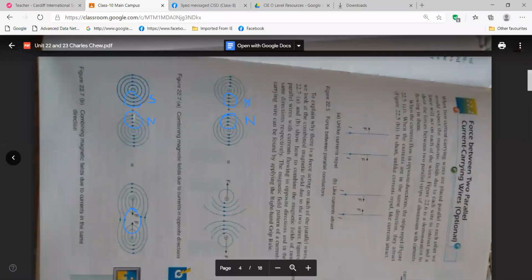I'm showing you again. No problem. Don't worry. Look, which one? This one? The upper one, 22.7 or 22.7A? 22.7A. Okay, good. Look, here you see both the wires carry current in different directions, right? The current is in the opposite direction. Is it clear?